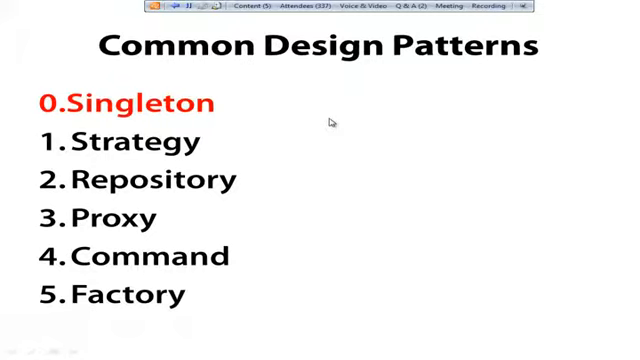So here's the patterns that I want to talk about. We've narrowed it down to actually a top 6, 5 good patterns, and one I'm going to call an anti-pattern. And so the Singleton, the Strategy, the Repository, the Proxy, the Command, and the Factory are the most useful patterns that I've found in working with ASP.NET applications. So let's talk about each of these. Of course, there are many others we're not going to refer to in this talk.